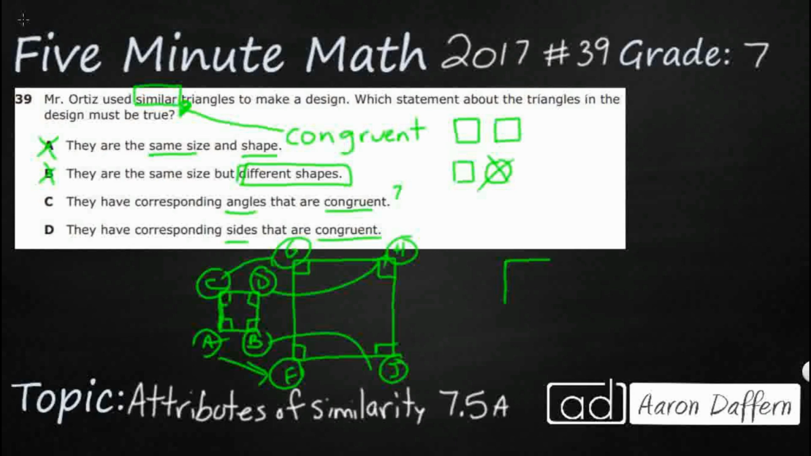Sticking with my squares, I'm going to draw my square. I'll even label it A, B, C, and D. But if I need my sides to be congruent, guess what that means? My sides, if they're congruent, that means they're equal. That means I just drew the exact same shape again, which means these two are congruent. So the only one that really works is going to be C, and that's what similar means: same shape, but different size, and they have matching or congruent angles. Your answer here is C.